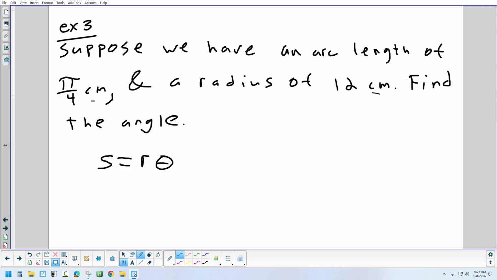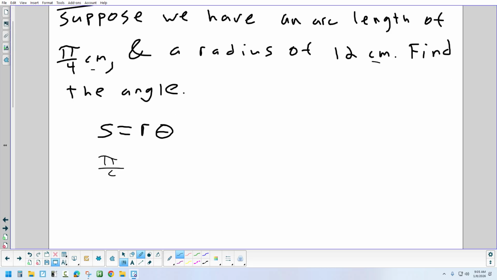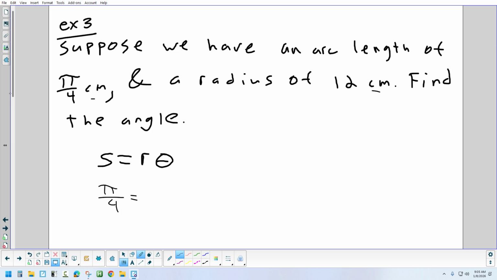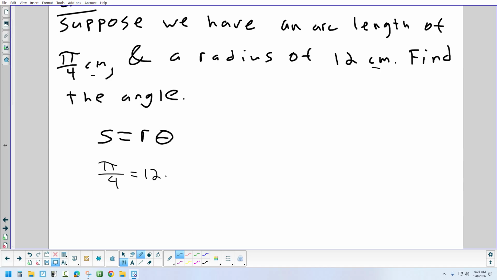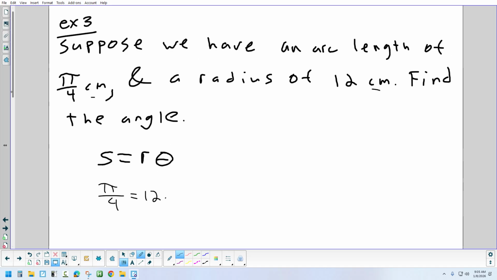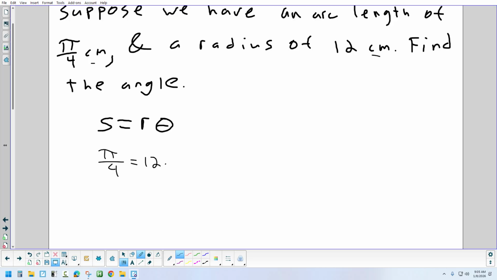Okay, so start with our formula, and we'll start with S. Do they give me S? Yes. Yep. What do they give me for S this time? Pi over 4. Pi over 4. Yep. Okay. Do they give me R? Yes. Yeah, 12. Yep. Radius is 12. Do they give me theta? No. So that's what I'm going to be solving for.